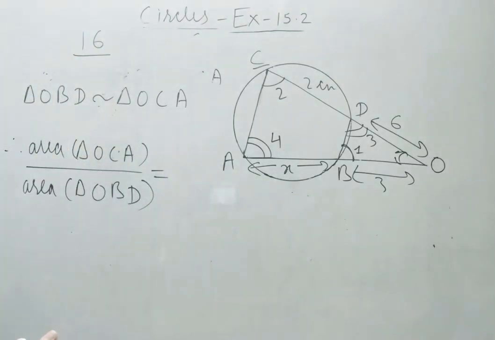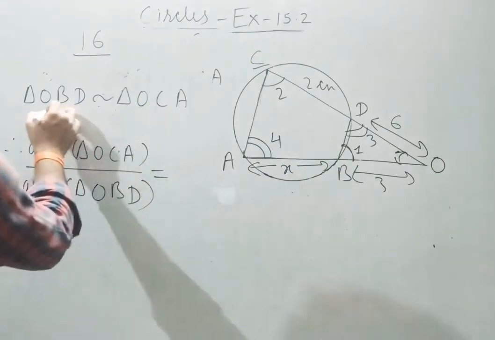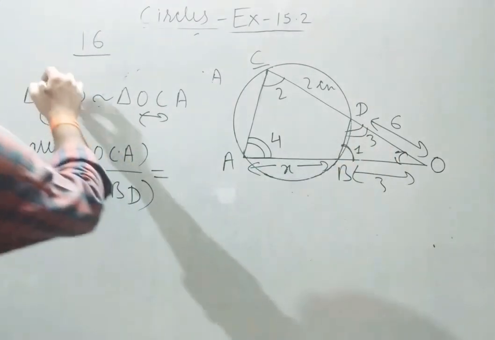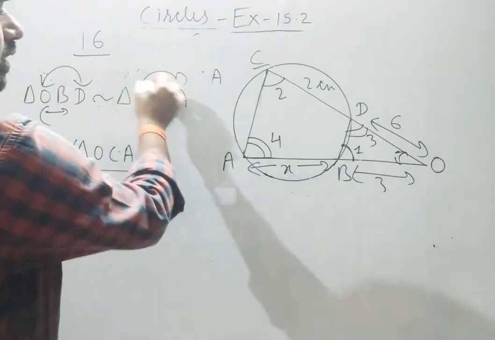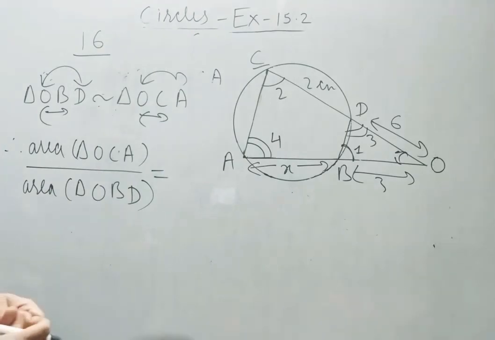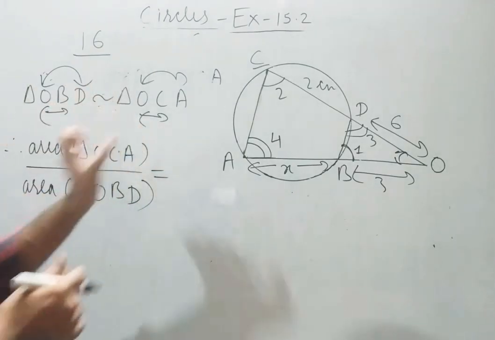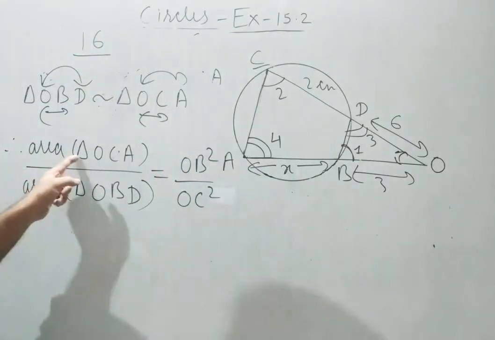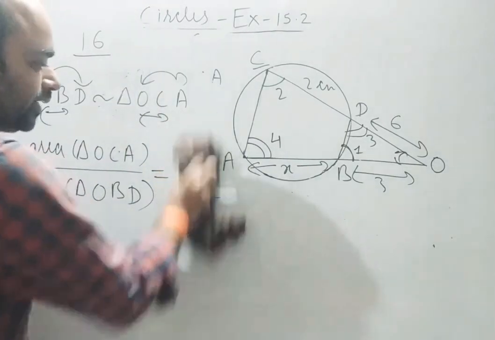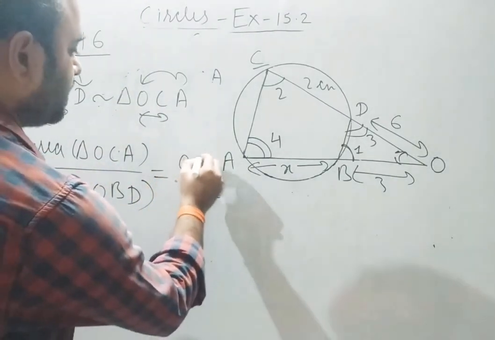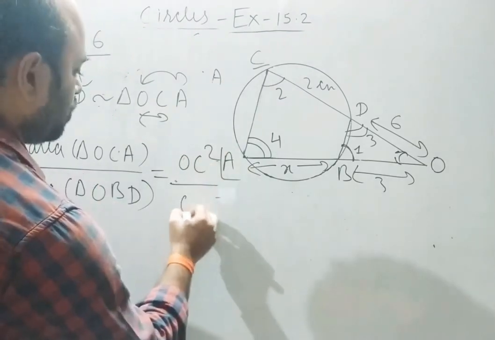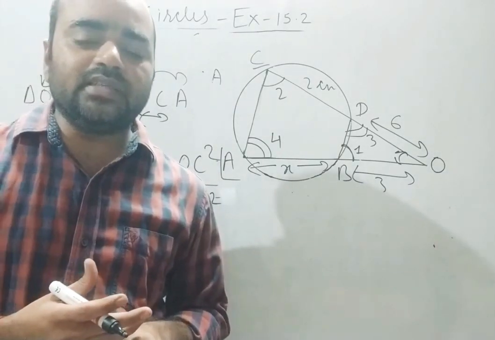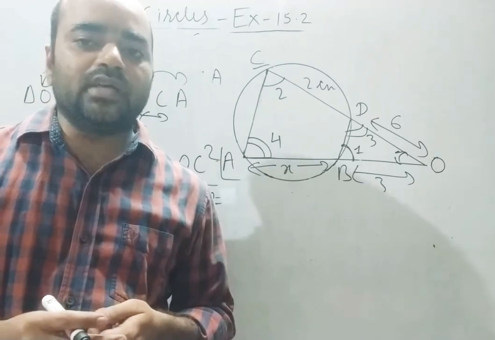So, if you will take OB, then we have to take OC. If you will take OD, any two sides, then we have to take OA. Correct? So anyone, I am taking OB and OC. So this will be OB square upon OC square. Correct? Bigger triangle is first. Here we will take OC square upon OB square. Clear? When two triangles are similar, what about ratio of their areas? That is equal to the ratio of the square of their corresponding sides.